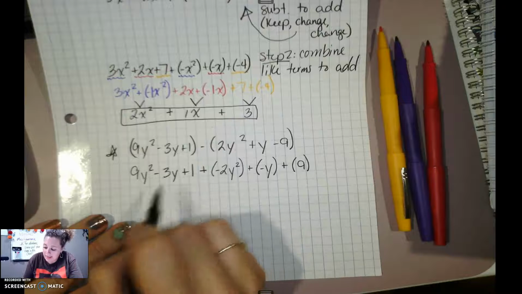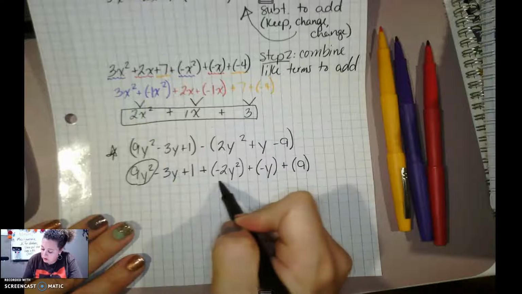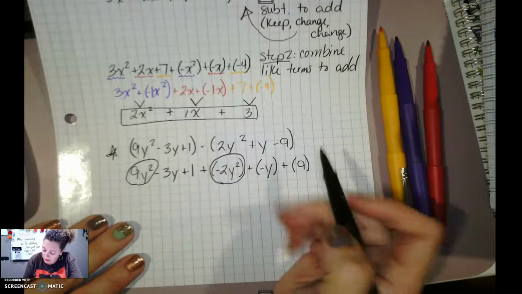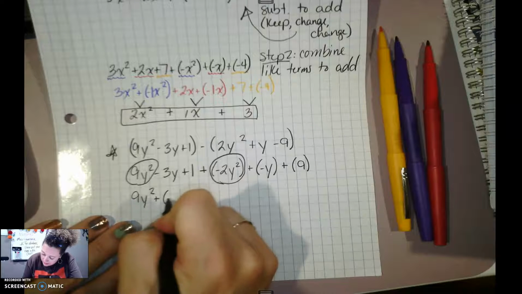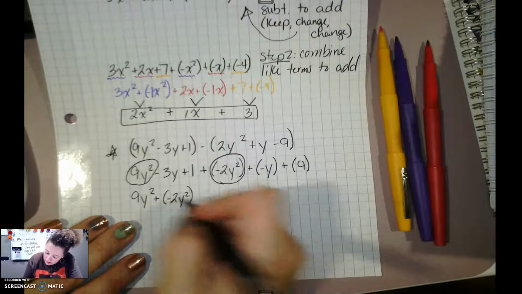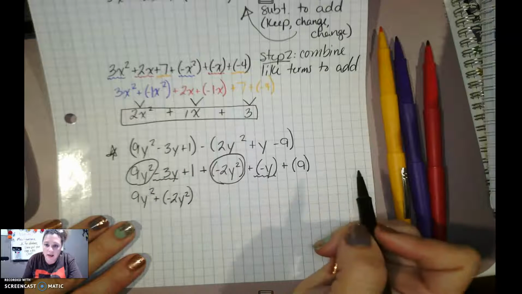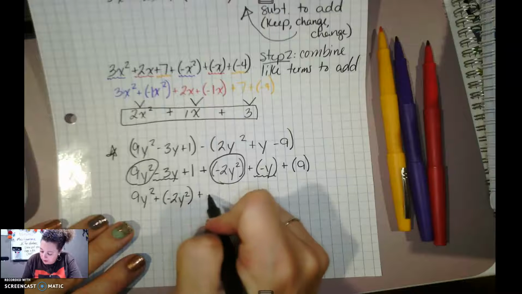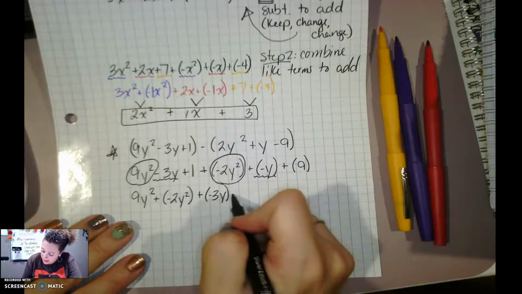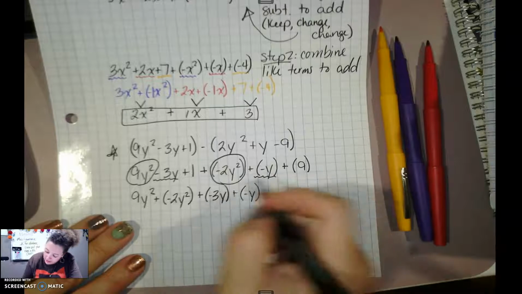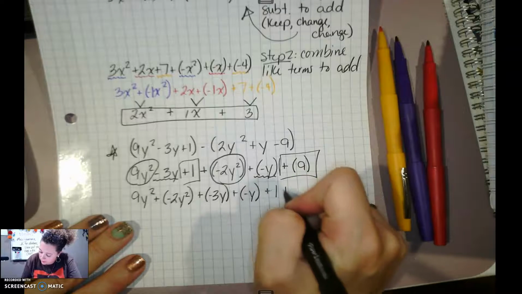So again, I'm going to identify my like terms. I could get my fancy colors out, but I'm just going to circle. Here are those like terms. So we have 9y squared plus negative 2y squared. And then let's see, I'll underline negative 3y. Right here is another y. And so now I have plus negative 3y, and I have plus negative y, and then let's box our constants, last but not least, so they don't feel left out. Plus 1 plus 9.